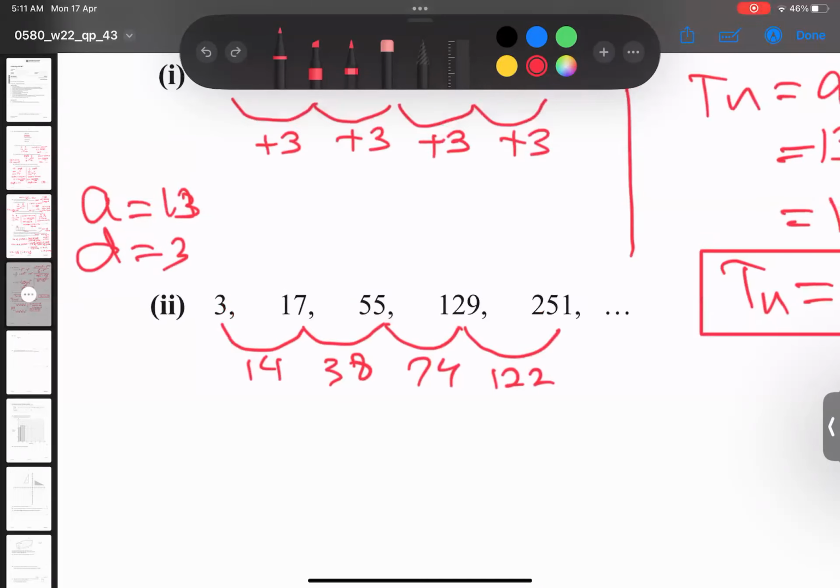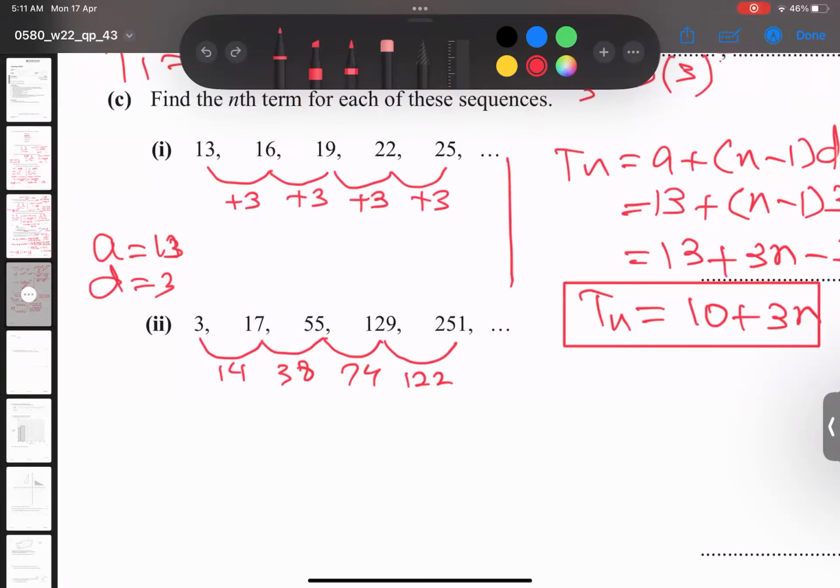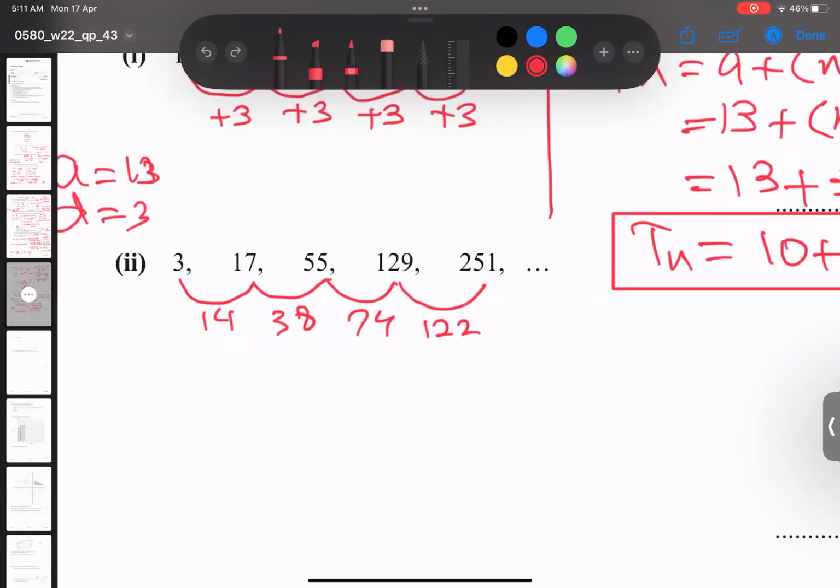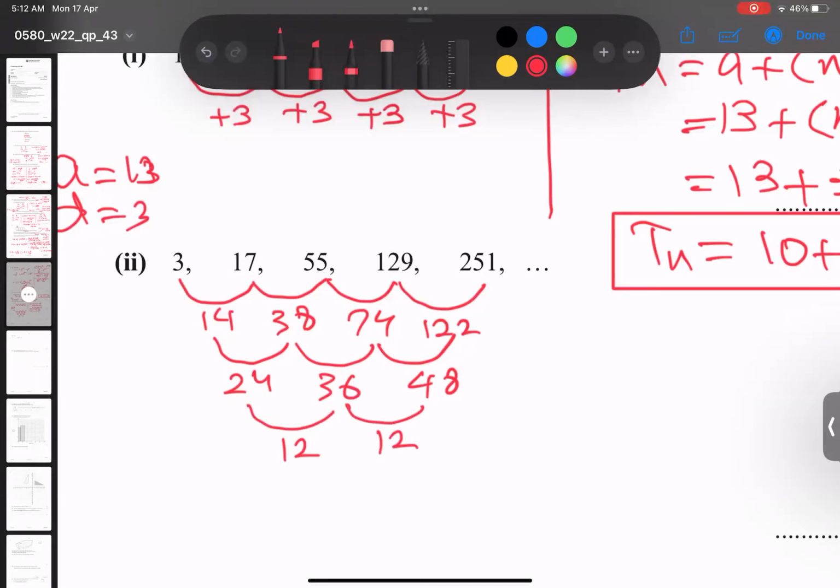First layer difference. If the difference is matching, then the game is over, use this formula. But if the difference is not the same, then I will go for the next layer difference. So 38 minus 14, type in calculator, I get 24. And 74 minus 38, I get 36. Now 122 minus 74, type in calculator, parallel with me students, I get 48. And now I can say that this is 12, this is 12. Now the difference remains the same.